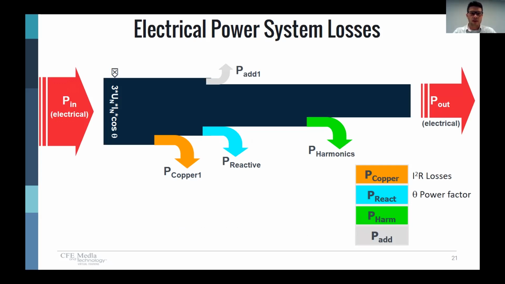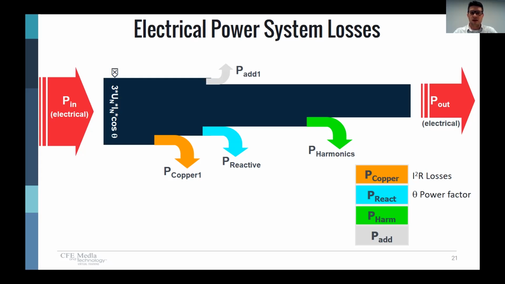If you look at the diagram, we have our power in, then several different power losses, and then finally our power out. So you're going to have some copper losses, some reactive power losses, and even some harmonic losses. One of the main losses that we're going to concentrate on is reactive power, because that's something we can actually do something about to minimize those losses in our system.